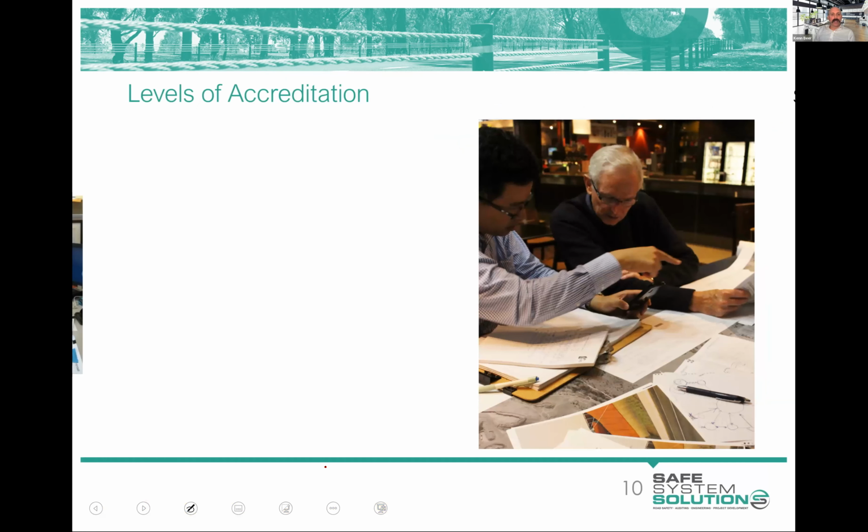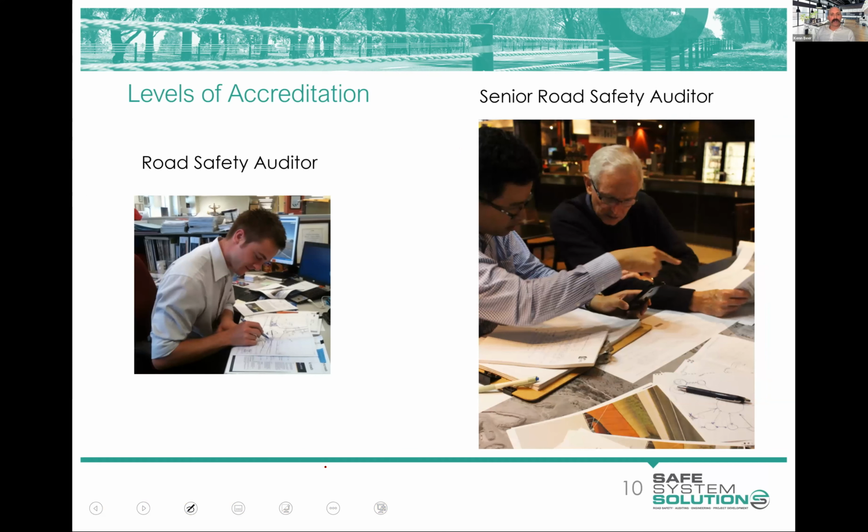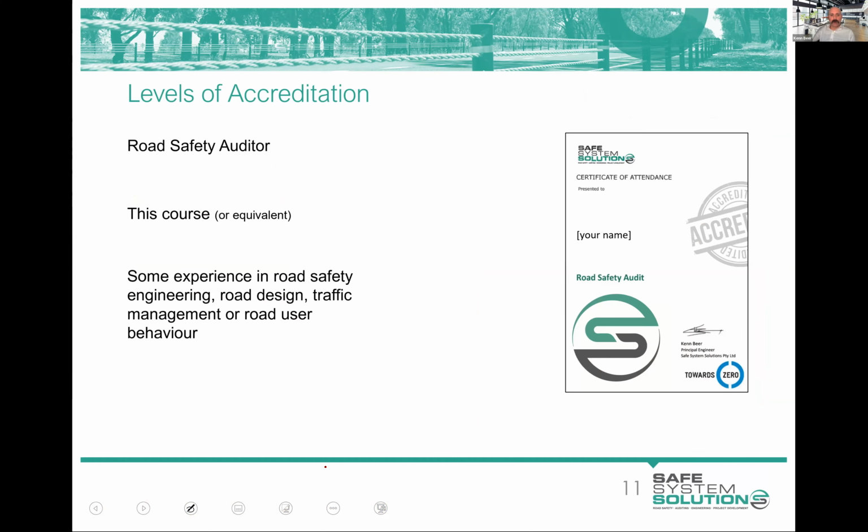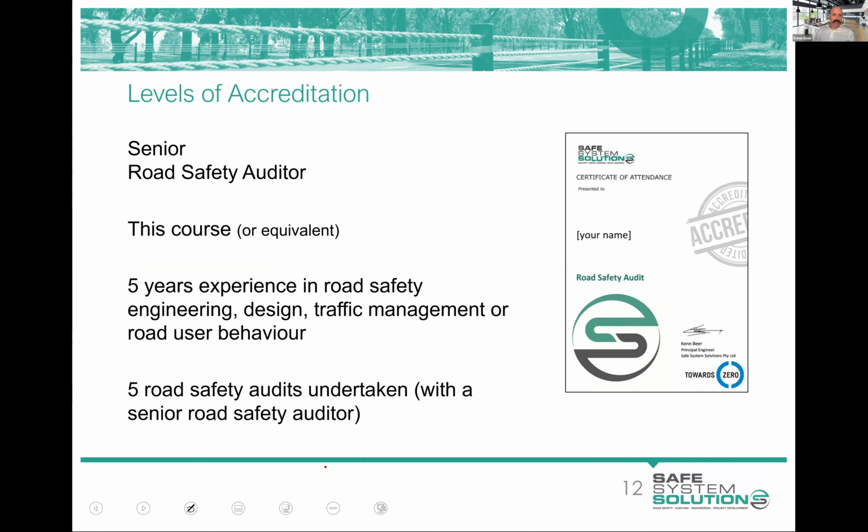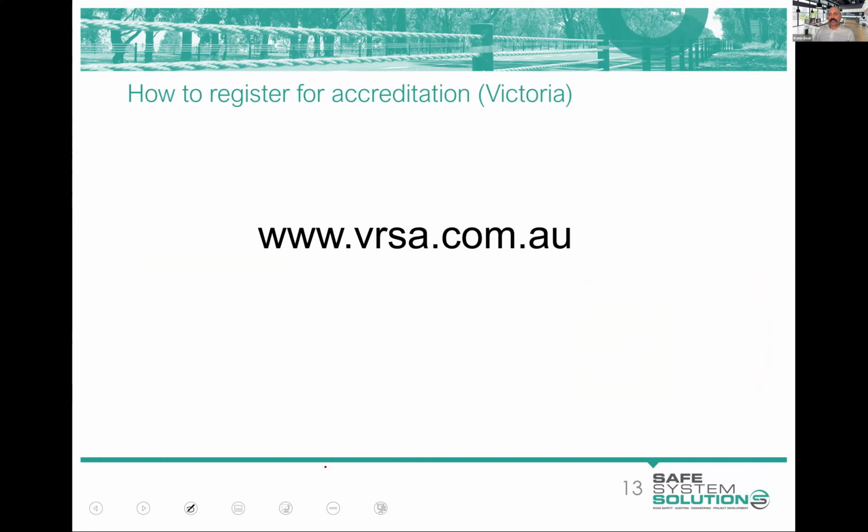So senior road safety auditor and road safety auditor, it's not about age. You could swap these photos around, I suppose, but I think I've explained that to you. So for this course, these are the requirements. You get the certificate if you successfully complete it. And to graduate up, you need those 5 years experience and those 5 road safety audits. So in Victoria, we use this website, vrsa.com.au. It's Victorian Road Safety Auditors.com.au.